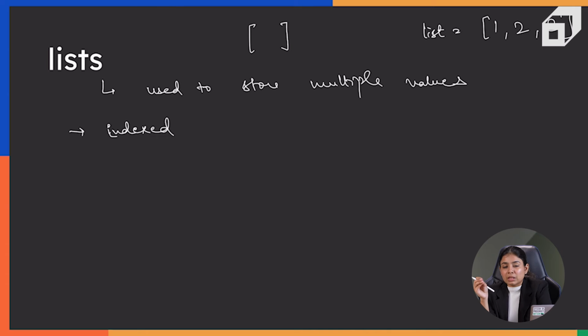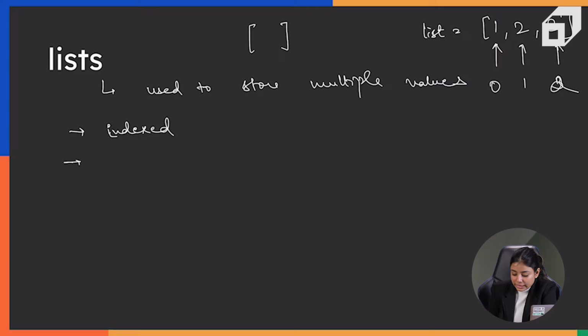Now what I mean by saying that lists are indexed is that the first item in my list will have an index 0, the next item will have an index 1, and the next item will have an index 2. So these indexes help me to locate a particular element, and indexing will also enable you to access any element in a list. Basically these indexes tell where that item is located in the list.